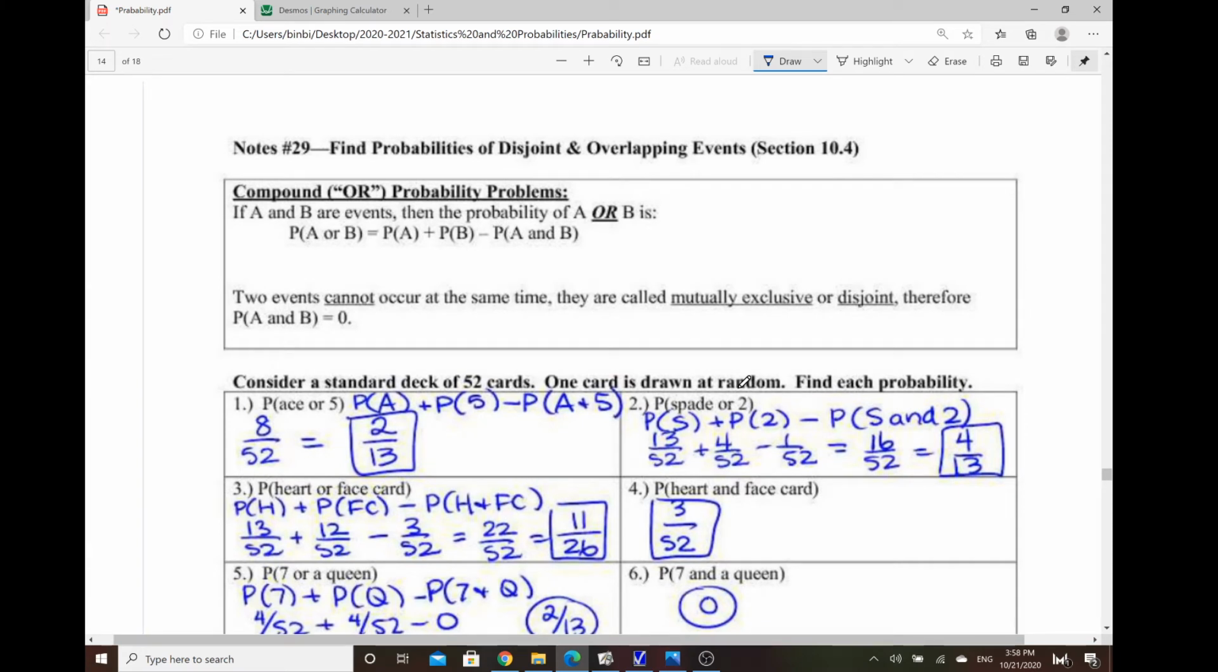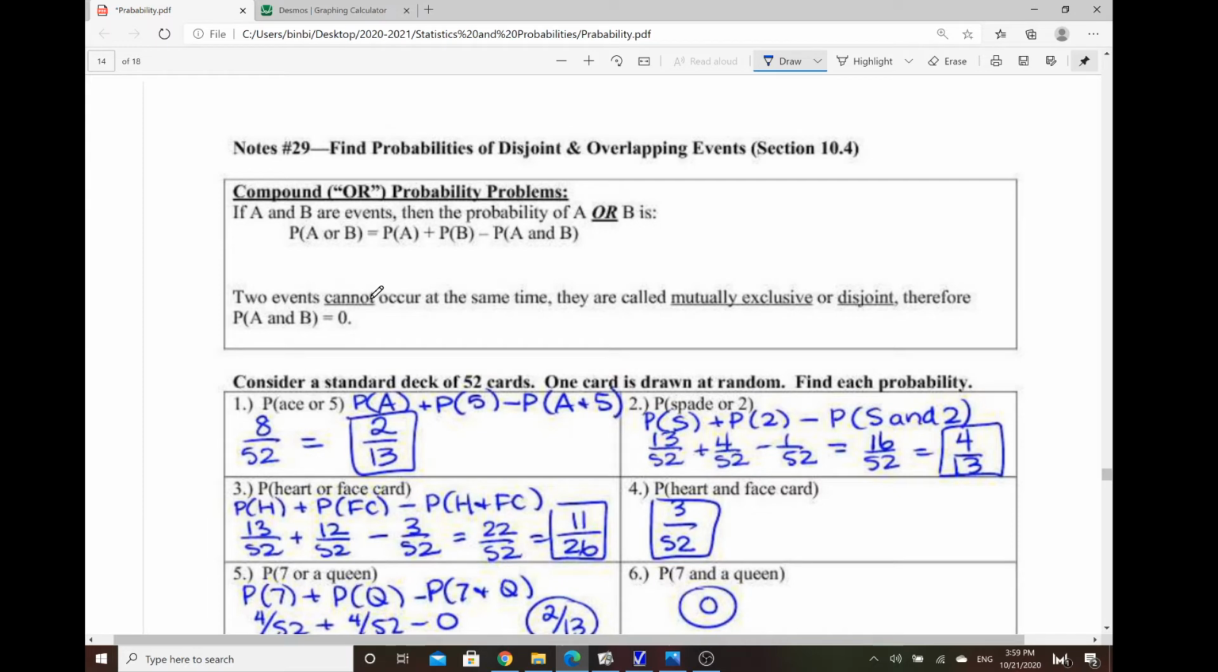And the compound probability, so disjoint and overlapping events. If A and B are events, then the probability of A or B is always written as this. Let's say that A and B are not considered disjoint if they're overlapping. If they're overlapping, we need to find the part they share in common with the Venn diagram, so we need to subtract that overlapping probability. So the probability of A plus the probability of B minus the probability of A and B, which they share in common.